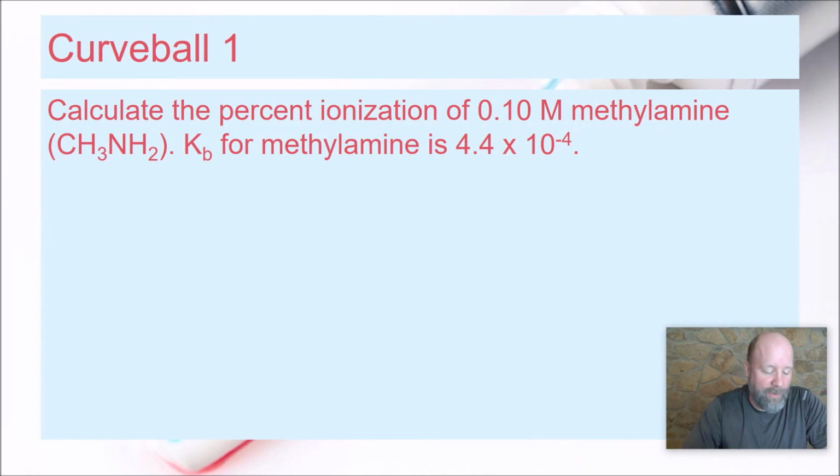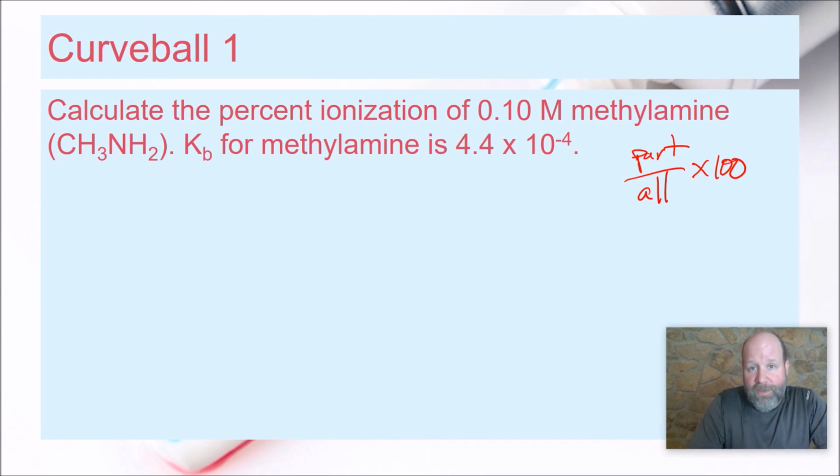So let's take a look at curveball number 1. I need to calculate the percent ionization. This is a little bit different problem, but it's really not that different. Whenever you calculate the percent of anything, you need whatever the part is over the complete amount, over all of it. And then you take that and times 100. So I want percent ionization of a weak base.